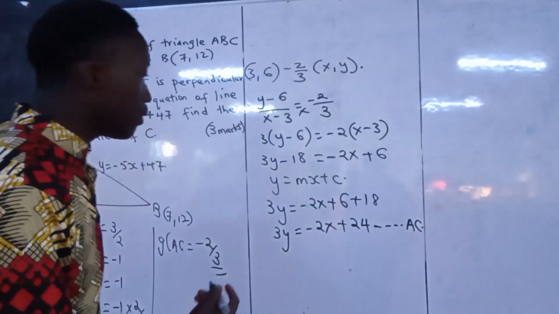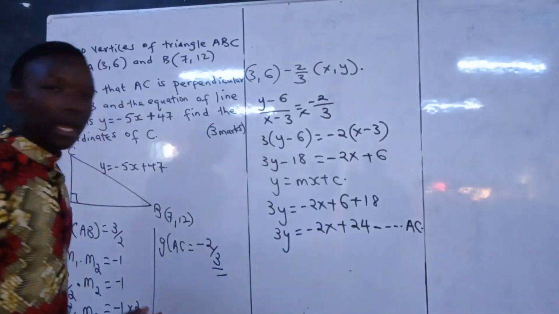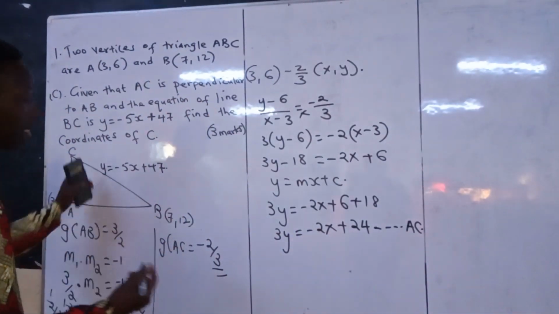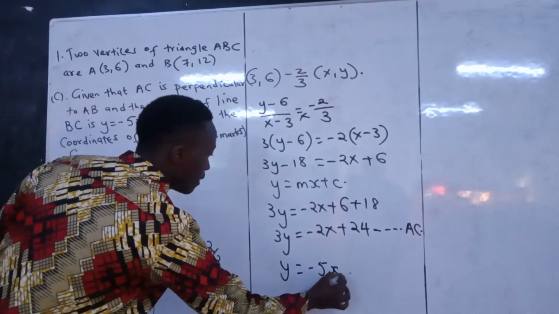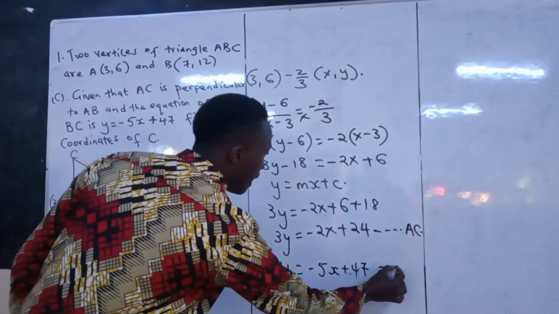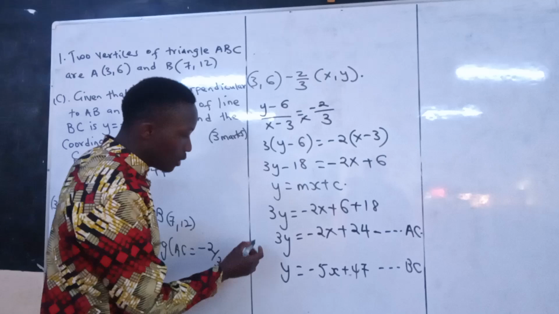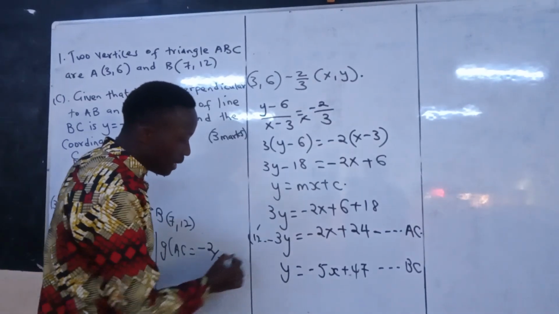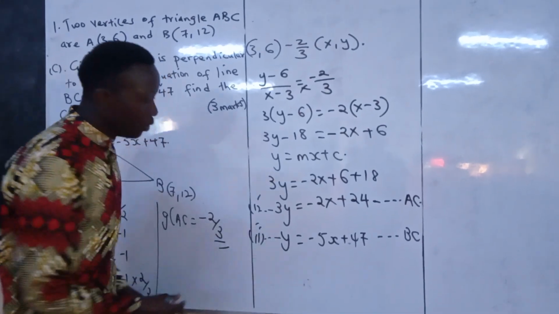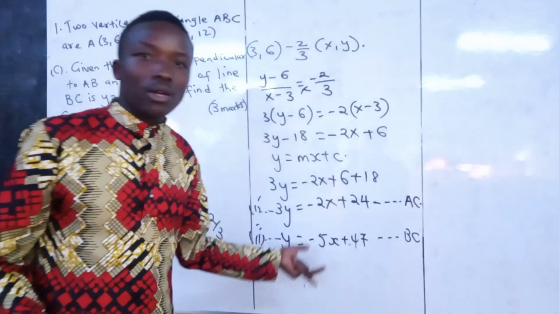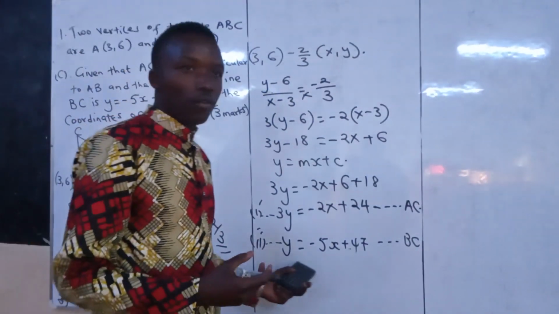And since we have the equation of AC as 3y is equal to negative 2x plus 24, and we have the equation of BC as y is equal to negative 5x plus 47, we are going to work out these two simultaneous equations, this being our equation 1, and this one being our equation 2. When we solve the two simultaneous equations, we are going to find the coordinate of C. So very fast, we now solve.